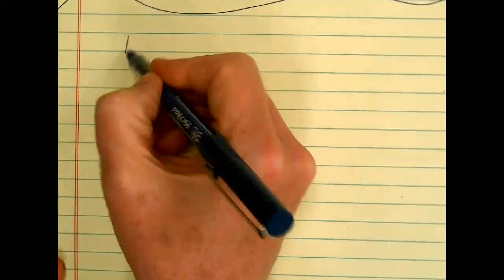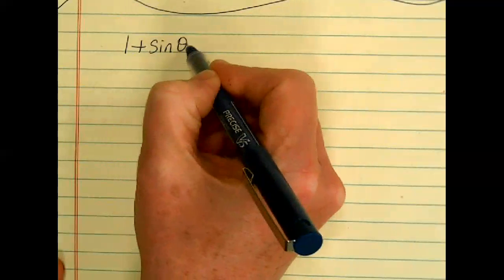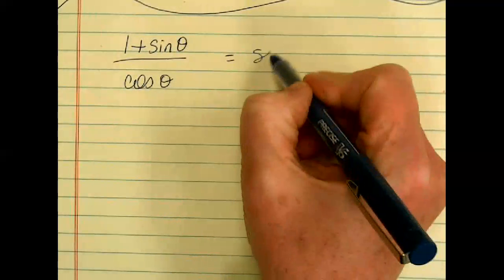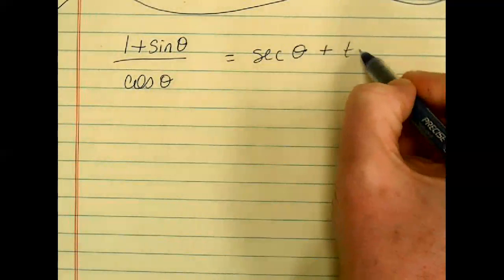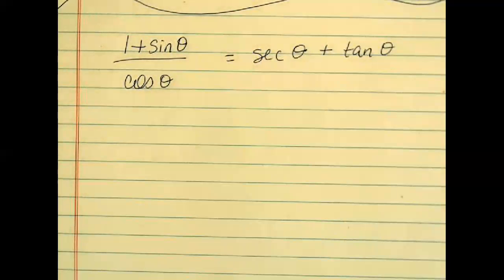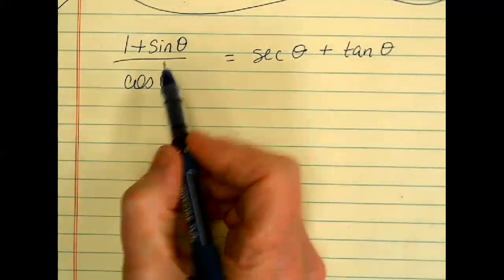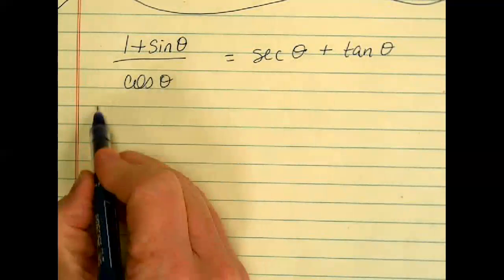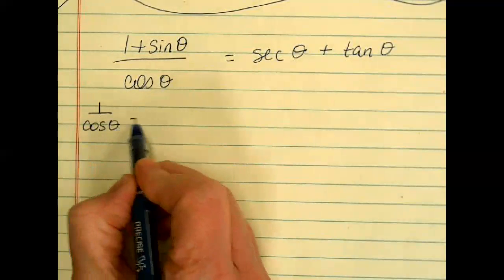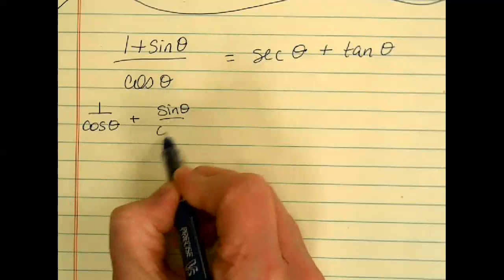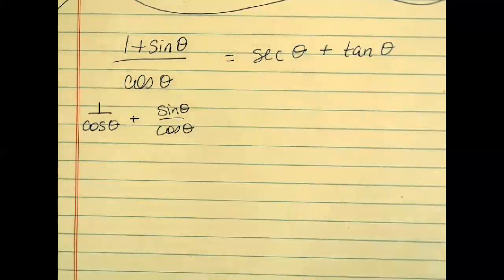The next one says 1 plus sine theta over cosine theta. We're trying to prove it's equal to the secant of theta plus the tangent of theta. Well, in a previous problem, I got a common denominator and I put things together and made a fraction. In this problem, I'm going to show you how you can pull them back apart. So this was really 1 over cosine theta plus sine theta over cosine theta. See, I can undo that fraction work like I did earlier.